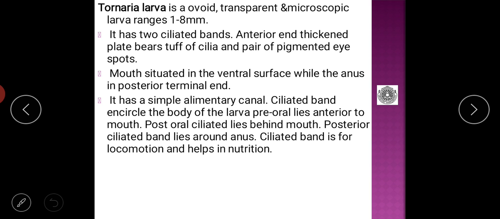Ciliated bands encircle the body of the larva: the preoral band lies anterior to the mouth, the postoral ciliated band lies behind the mouth, and the posterior ciliated band lies around the anus. The ciliated band is for locomotion and also helps in nutrition, that is for food capturing.